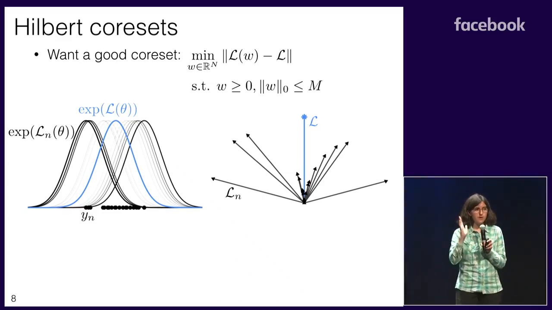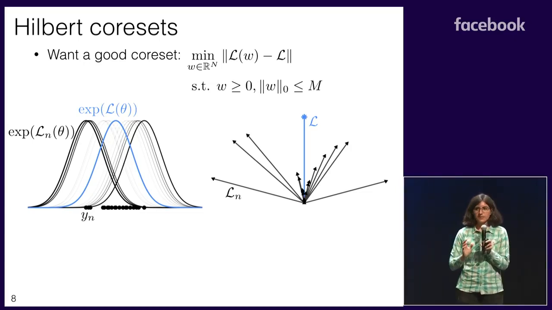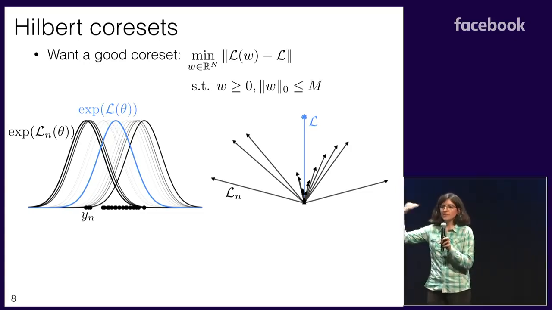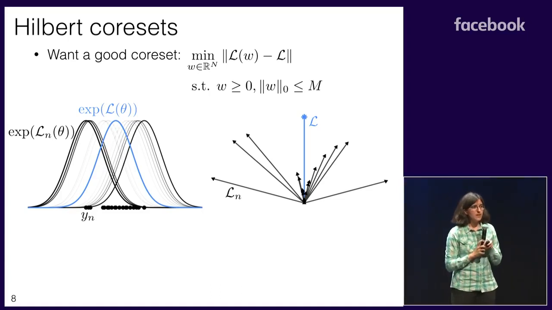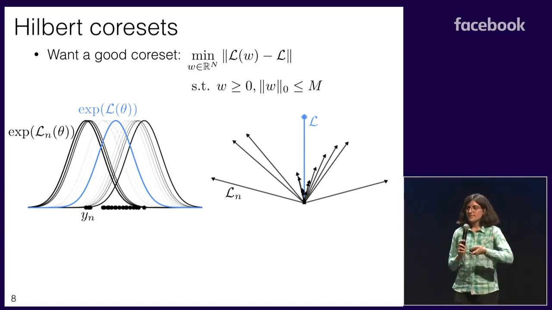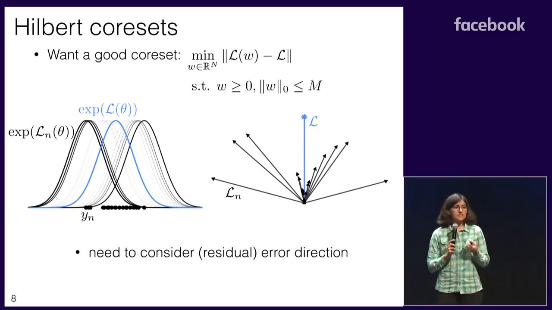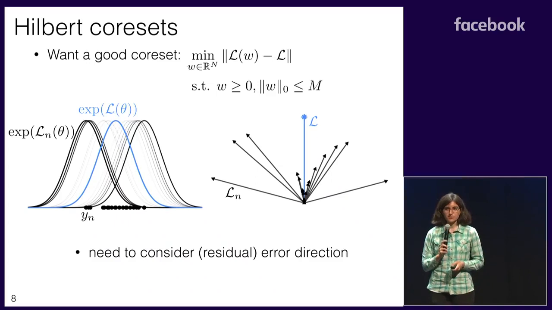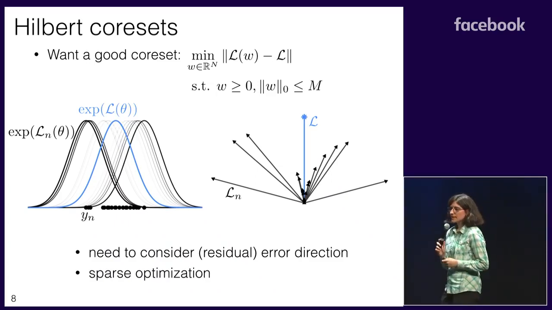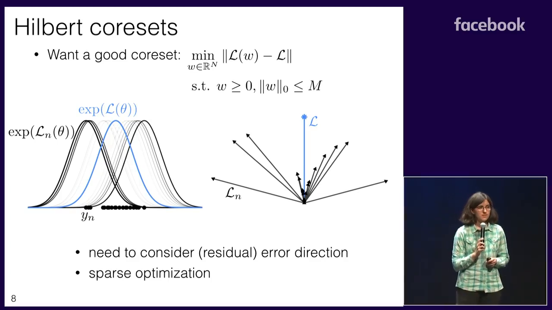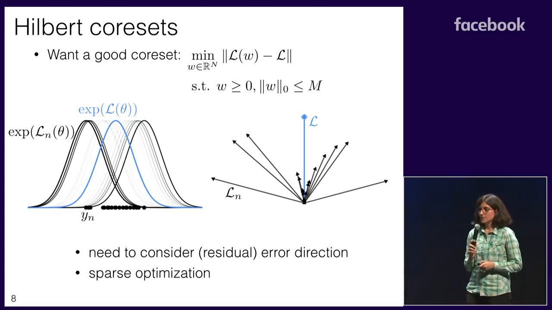What we really want to do is find the point that's most aligned with the total log likelihood. And then we want to find the point that's most aligned with the residual. And then again the point that's most aligned with the residual. And so the problem here is that we're independently sampling, when what we want to do is consider the residual error direction. And so instead of sampling, we might instead say, hey, this sounds like we're just trying to do sparse optimization, where the sparsity is that we want to pick up a small number of these points.